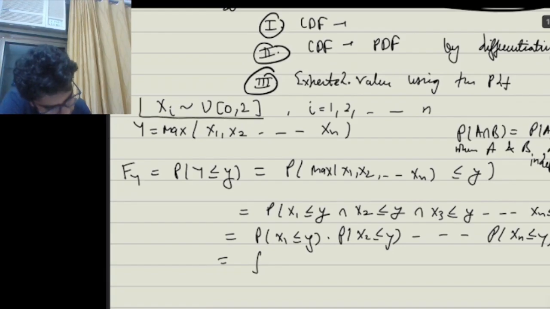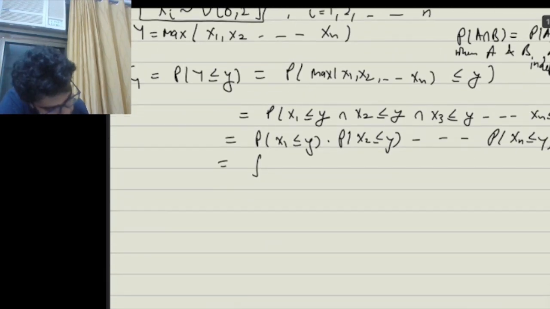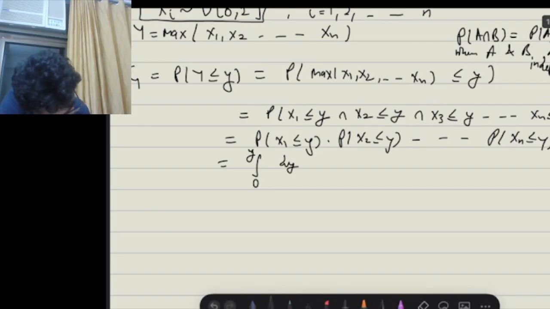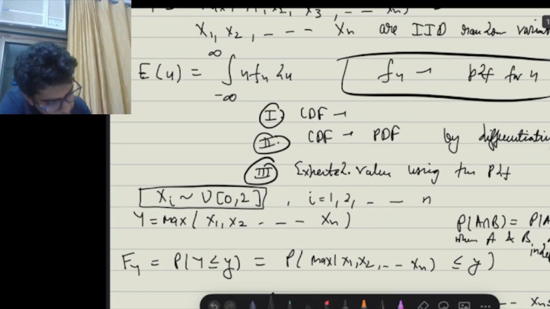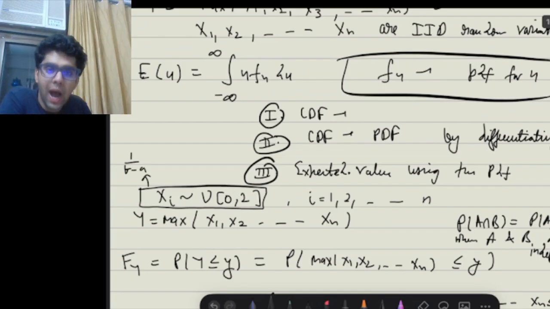So this, now 0 to y, so the lower limit is 0 and the upper limit is y, dx1 (not dy, dx1 actually), and this would be half, right? Because the PDF of any uniformly distributed random variable is 1 upon b minus a, where b is the highest value of the interval and a is the lowest value, right?